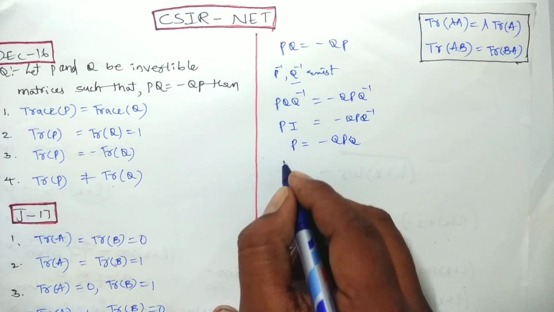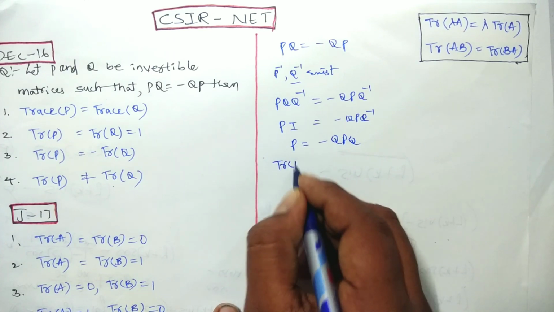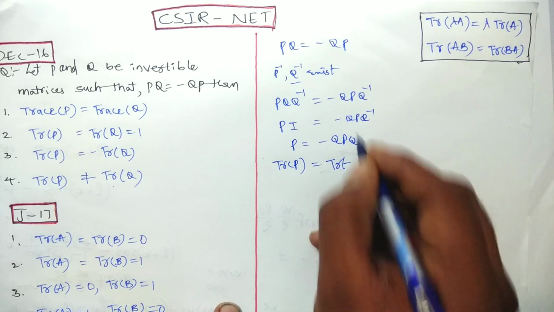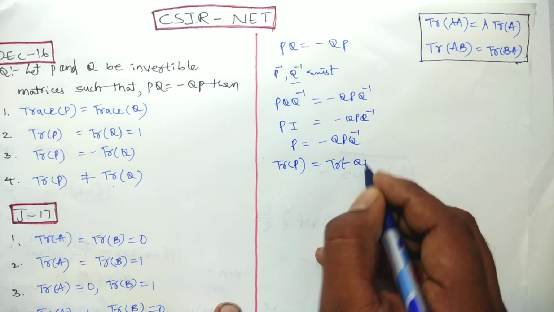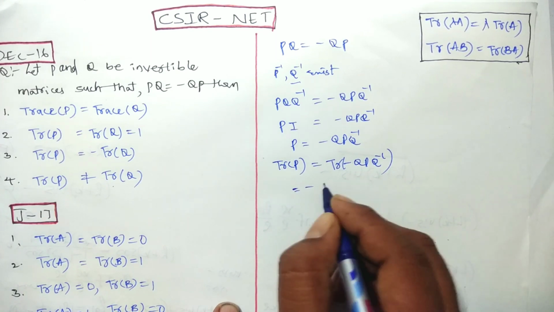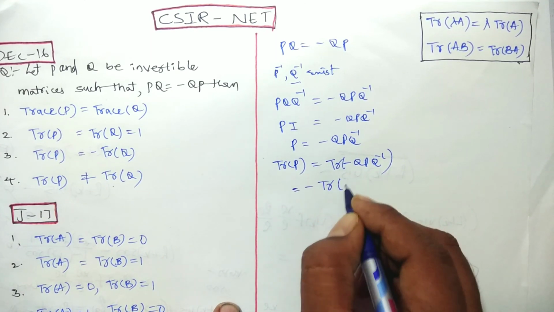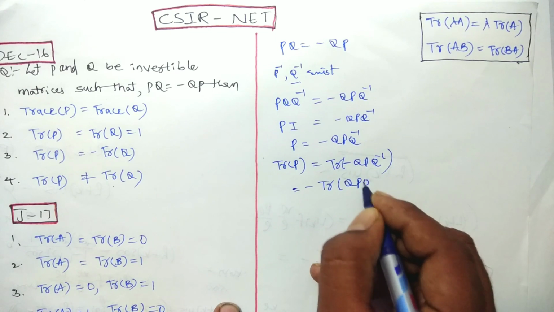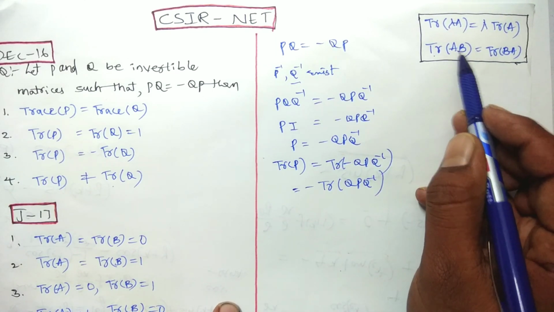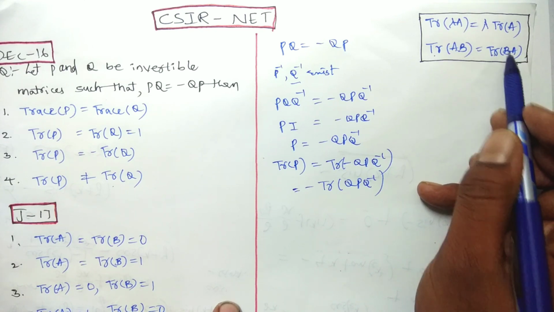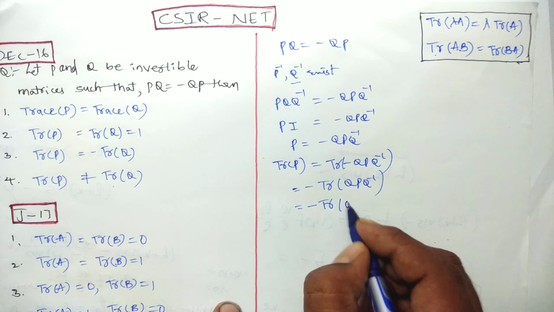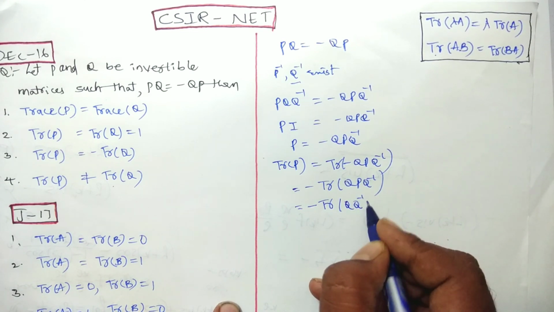Now apply the trace on both sides. Trace of P equals trace of minus Q P Q inverse. Now write it as minus of trace of Q P Q inverse. Here observe, trace of AB equals trace of BA. By using this condition, what do we write? Minus trace of Q inverse Q P.